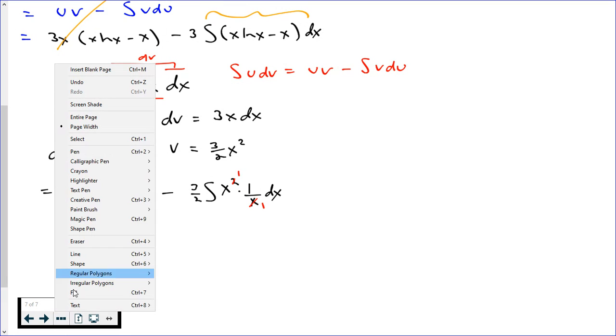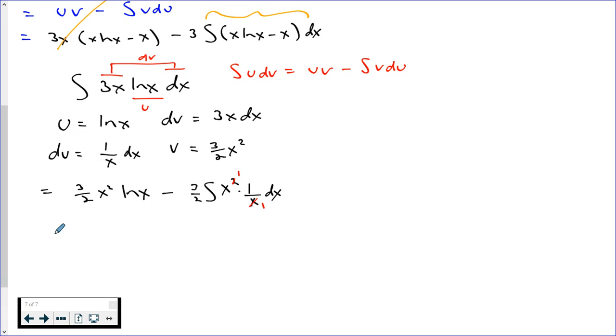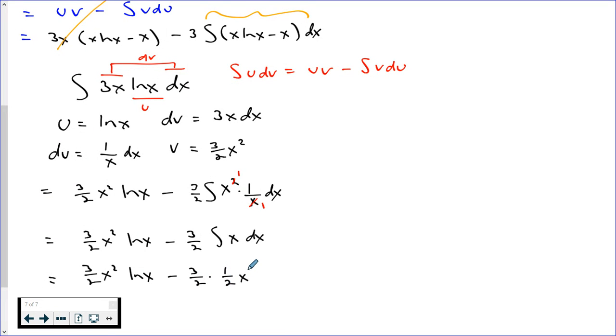So I'm going to end up getting here, when I do this, 3 halves x squared ln x minus, and I'll take my time here for video flavor, 3/2 integral of x dx. So it should be pretty clear that this is a much nicer integral than the one you started with. You can integrate x, okay? So if I do that, I'm going to get 3/2 x squared ln x. And again, for video flavor, I'll write 3/2 times, now the integral of x is going to be 1/2 x squared. And then I can add my constant of integration.